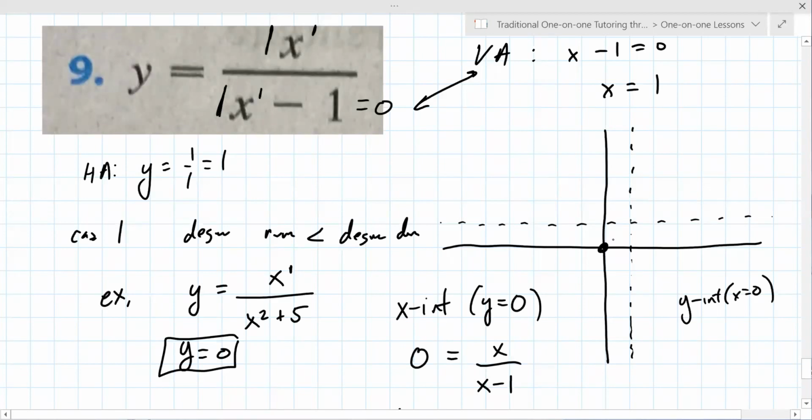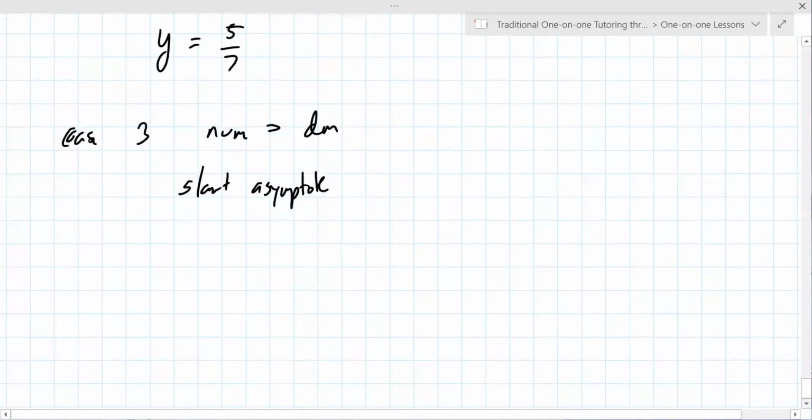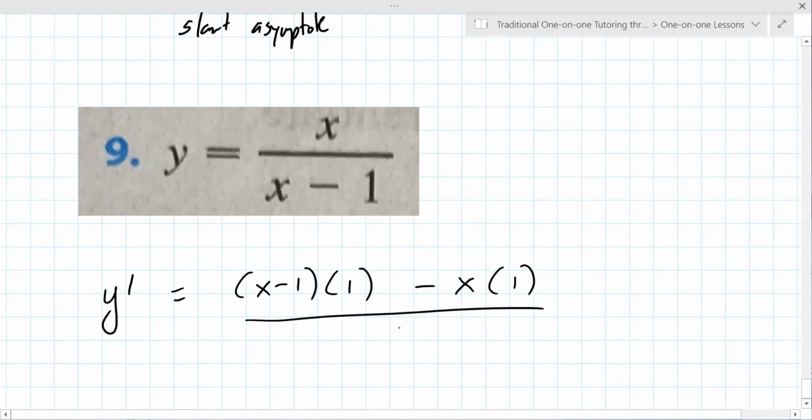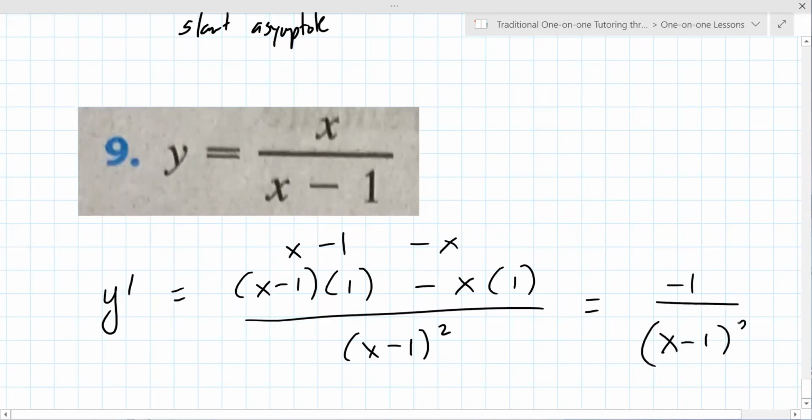Okay, now we go and take the derivative. Which rule are we going to use for that? Quotient. Right. Not exciting. So y prime is bottom times derivative of the top minus the top times the derivative of the bottom over the bottom squared. You have to simplify now. x minus 1 minus x. So this simplifies to -1 over x minus 1 squared.